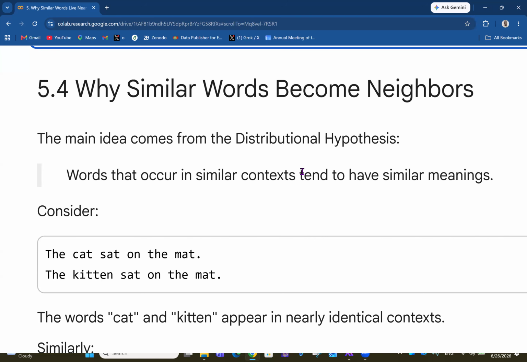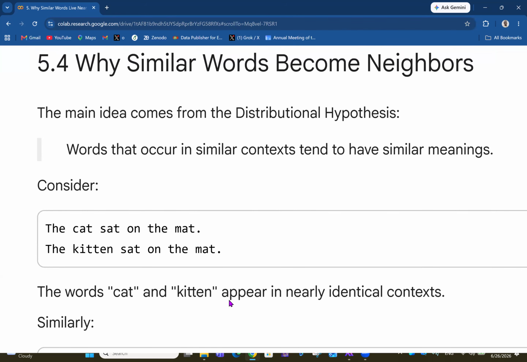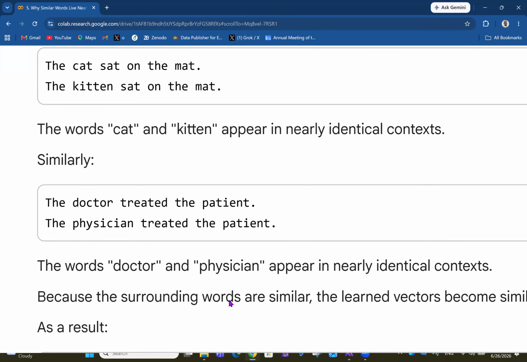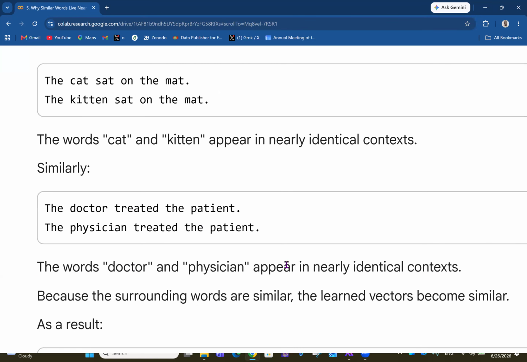So the main idea comes from the distributional hypothesis: words that occur in similar contexts tend to have similar meanings. Consider "the cat sat on the mat" and "the kitten sat on the mat." The words cat and kitten appear in nearly identical contexts. Similarly, "the doctor treated the patient" and "the physician treated the patient": doctor and physician appear in nearly identical contexts because the surrounding words are similar, so the vectors become similar.